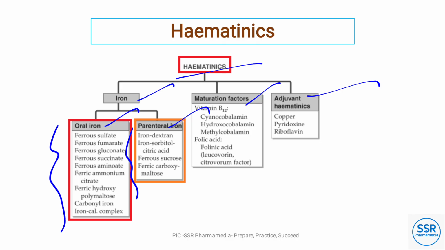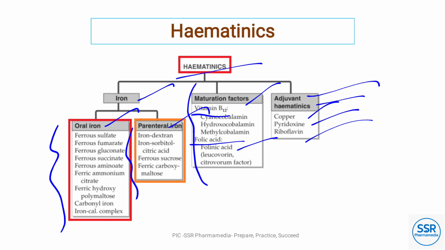And in maturation factors, other than iron, some compounds are used as hematinics. For example, vitamin B12, the maturation factor: cyanocobalamin, hydroxocobalamin, methylcobalamin, and folic acid, folinic acid. And adjuvant hematinics are copper, pyridoxine, and riboflavin. So these are also used as hematinics.